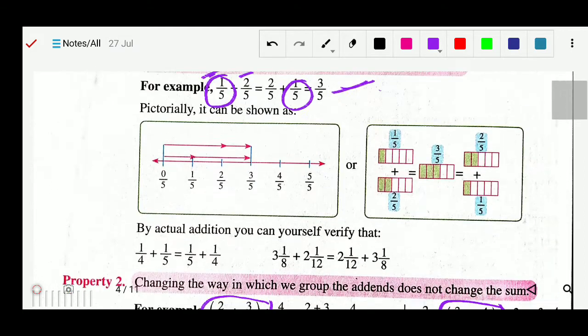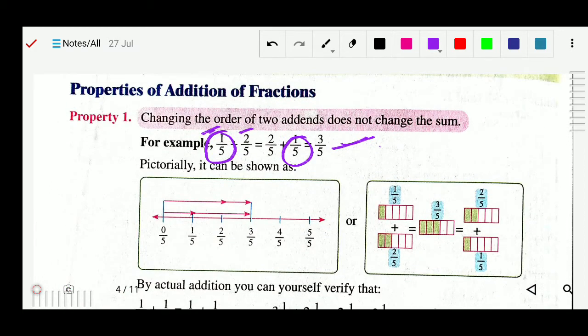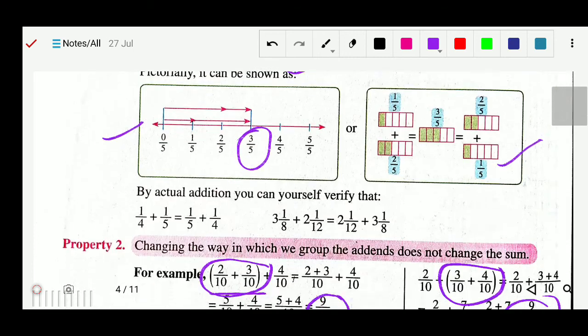And this first one, changing the order, this is the order property. This is your order property. Got it? Here you can see on the number line it was added, and we see the same result here also. Okay, also this is done with the help of drawing boxes and adding it.